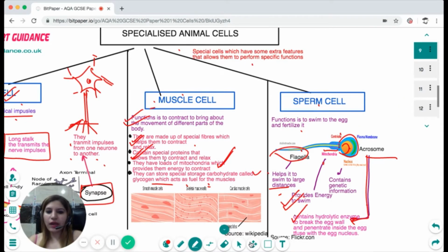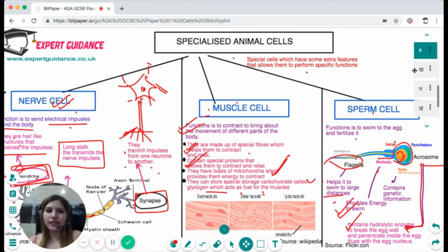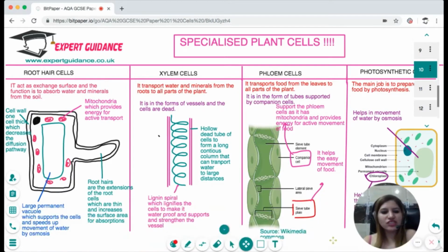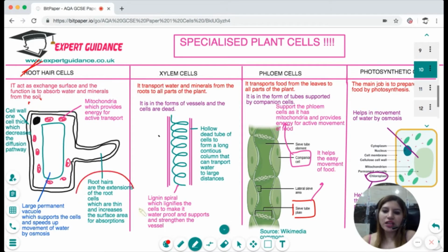Okay, so now as we have finished the specialized animal cells, in the same way we have the specialized plant cells. Now, what are the specialized plant cells? Again, these are those cells which have some extra features that allow them to perform special functions. Again, to write about these, you should first know their function. So the root hair cell is a cell which acts as an exchange surface and absorbs water and minerals. For the absorption of water and minerals, it needs a large surface area. So the root hairs are the extensions which provide a large surface area for the absorption of water and minerals.